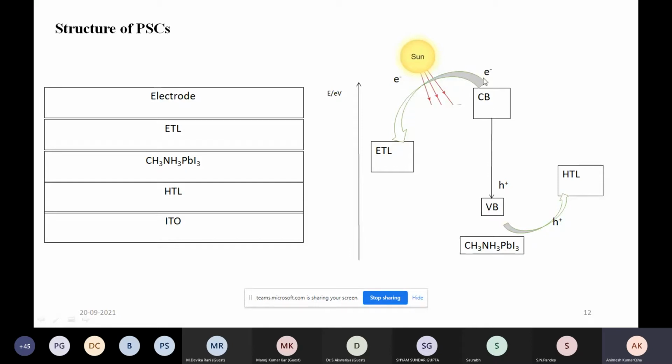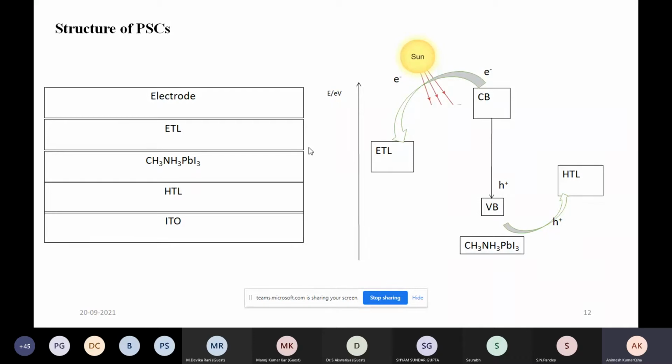The electron will move to the electron transport layer, and the hole moves to the HTL, and from the HTL it moves to one electrode, and from here the electron will move to the other electrode, and then the circuit will be completed. Therefore, it converts solar energy into electrical energy.